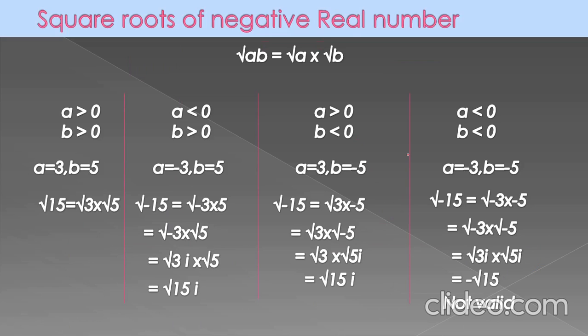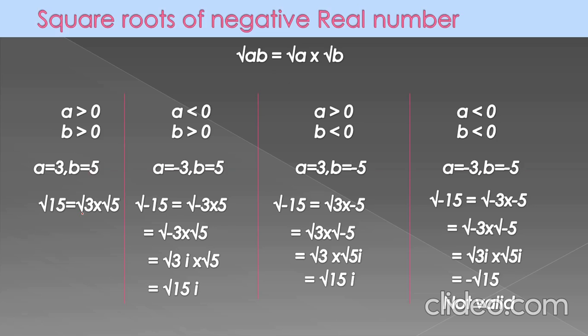Now come to the square roots of negative real numbers. Now here we will consider this property: under root AB is equal to under root A into under root B. Now we will check this property for real numbers, positive or negative. In the first case, if both A and B are positive, this property is satisfied. For example, we take A equal to 3, B equal to 5. So AB, if we multiply 3 into 5, we will get 15.